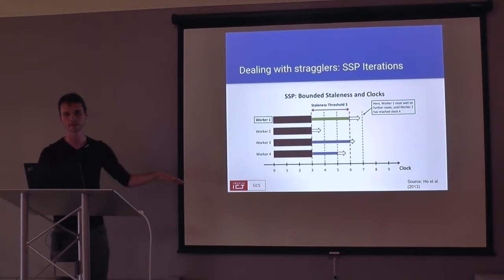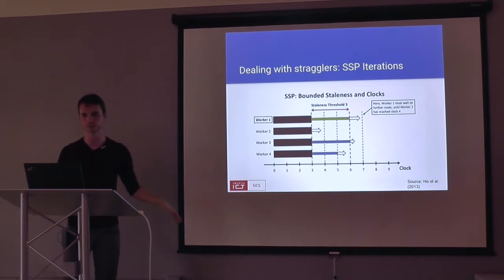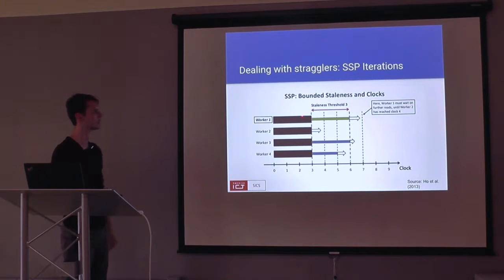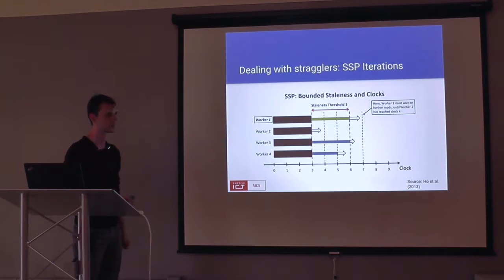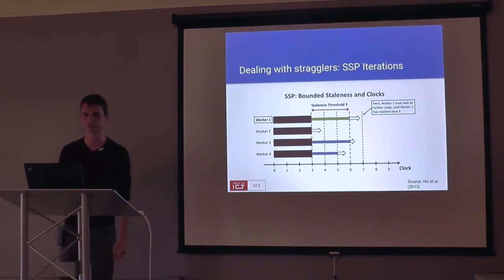If we look at it in a figure to make more sense of it, we have the fastest worker 1 here, and let's say a threshold of 3. If the fastest worker has already completed iteration 6, and worker 2, which is the slowest one, has not yet reached iteration 4, worker 1 will have to wait until worker 2 also has reached clock 4.